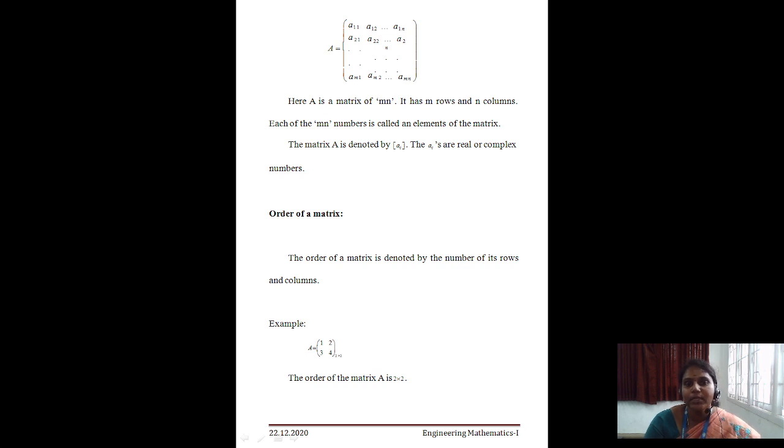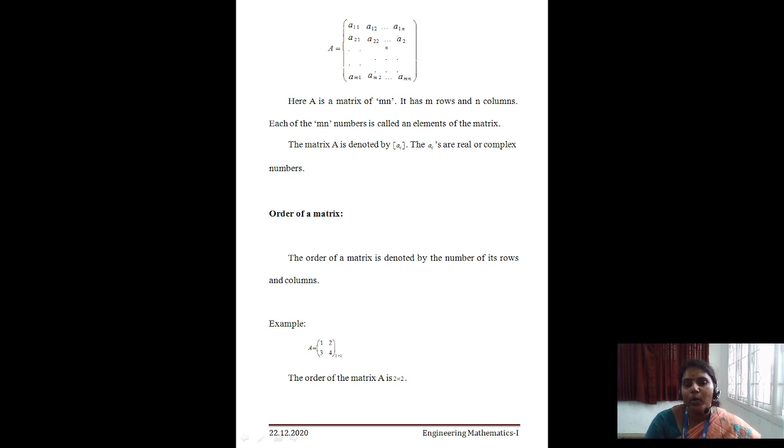Here is an example of a matrix. See that A11, A12, A1n, A21, A22, etc., and down to Am1, Am2, etc. So here it is a matrix of m times n numbers, with m rows and n columns. Each of the mn numbers is called an element of the matrix. This matrix is denoted by Aij, where the Aij are real or complex numbers. Usually they are the elements of the matrix.